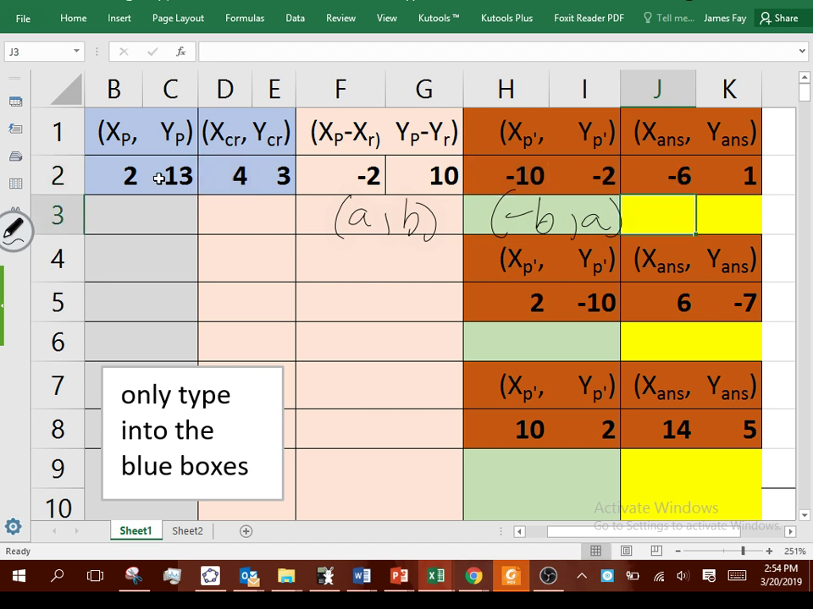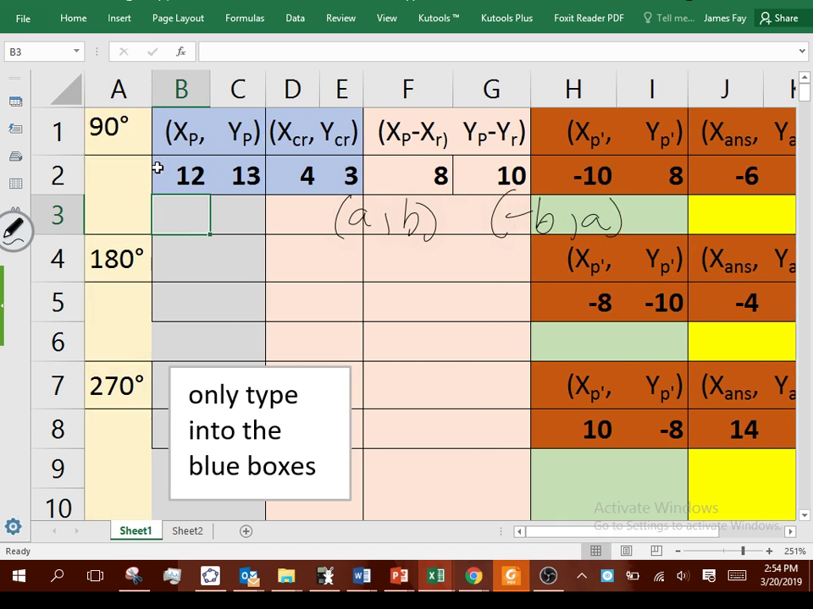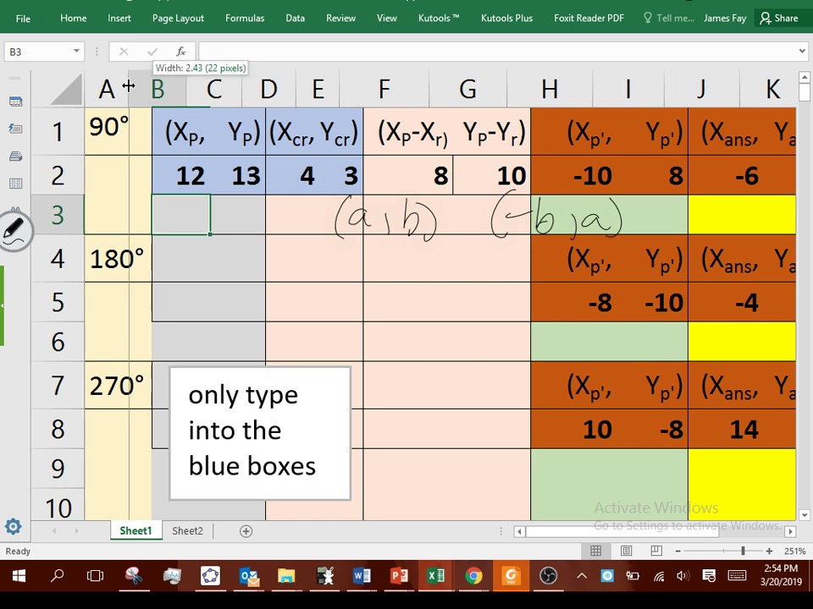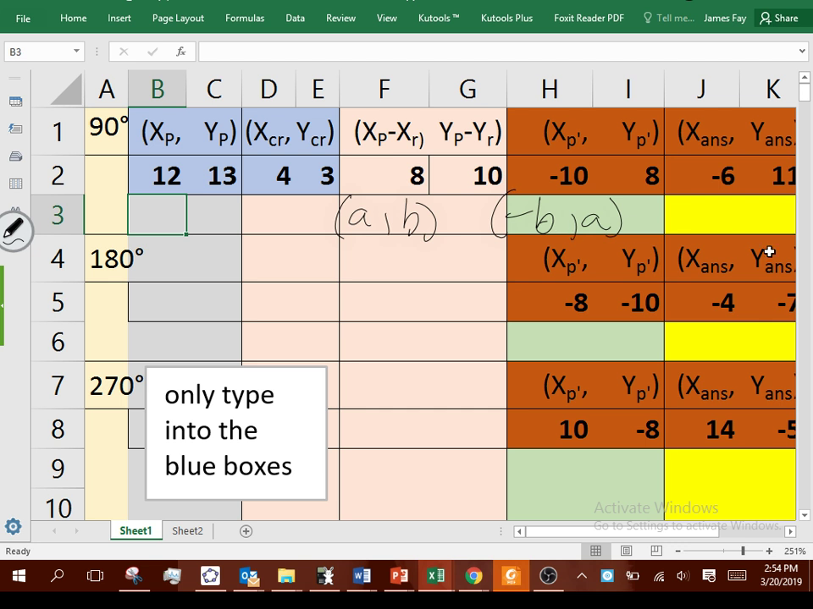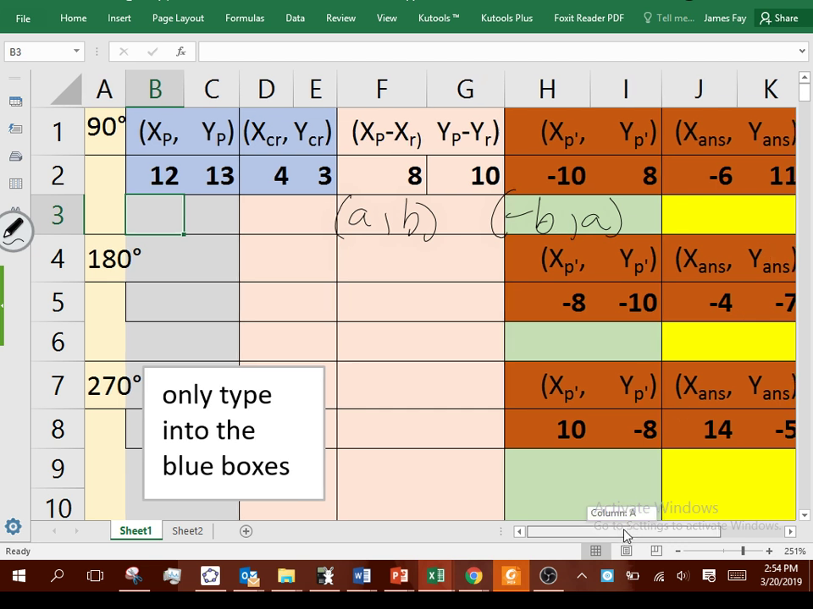So if I look at this, I think this is question 2, okay, so make this 12, 13, and 4, 3. So this is the point we want to rotate. This is what we're rotating around, okay? And our answers then should look like, let's see here.